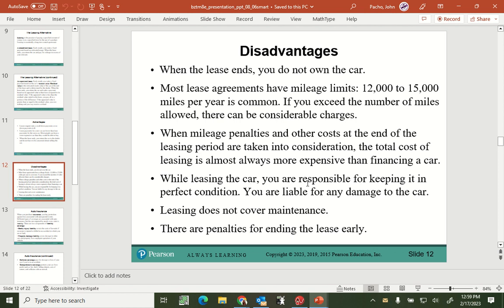While you lease the car, you're responsible for keeping it in perfect condition. You are liable for any damage to the car. Let's say you go to Walmart and 400 shopping carts come and hit your new lease. Okay, you're responsible for all the damage, any scratches, all that stuff.